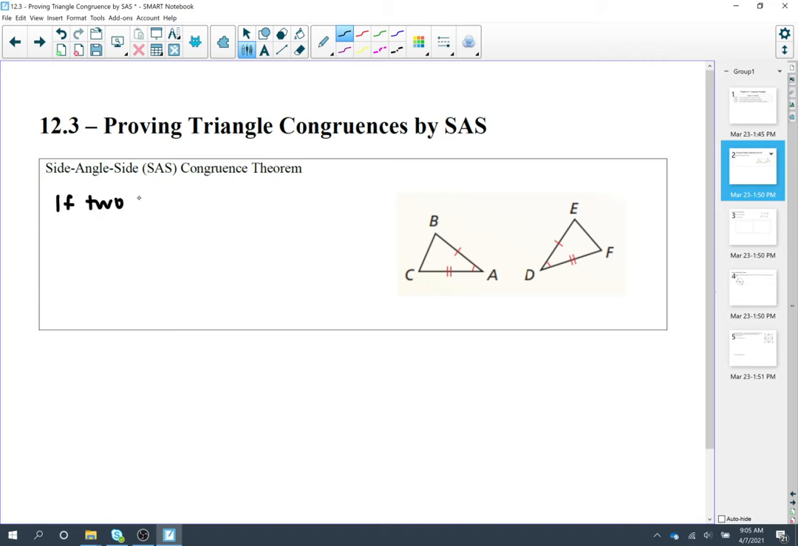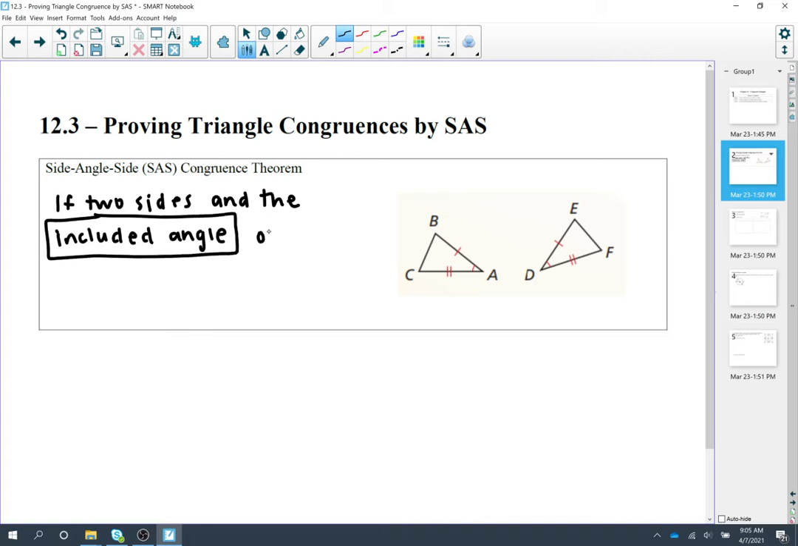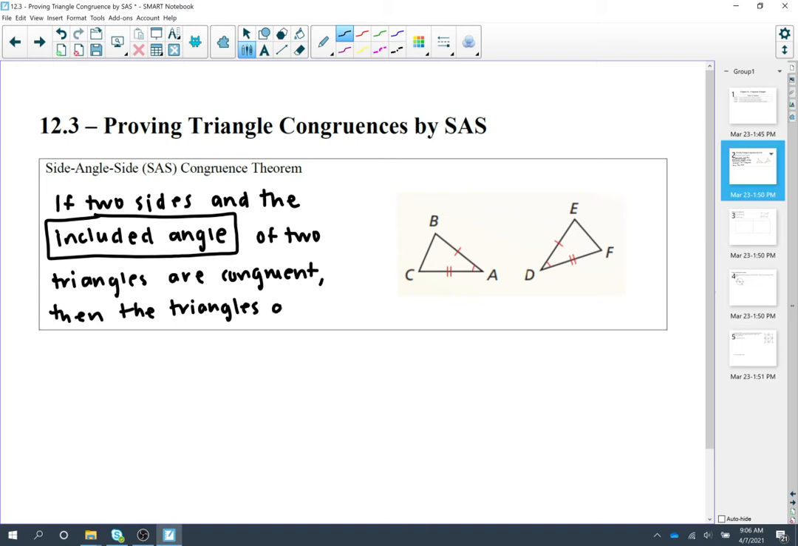if two sides and the included angle, and I'm going to put that in a box here for a minute, that's important, of two triangles are congruent, then the triangles are congruent.